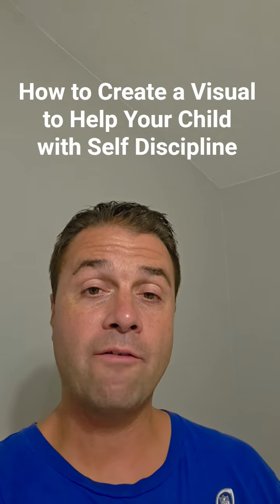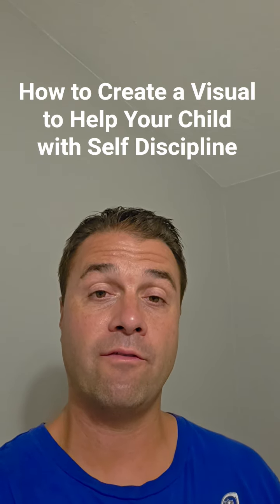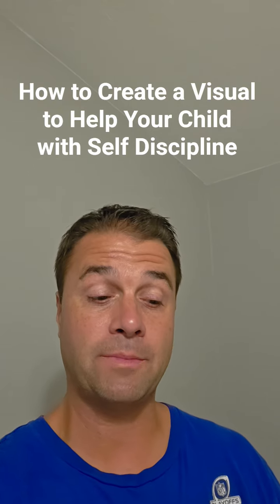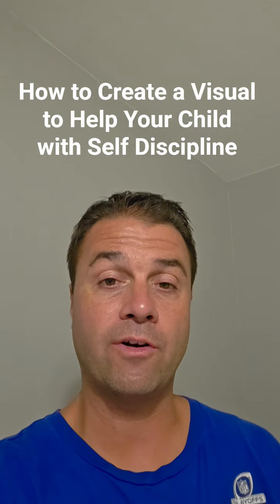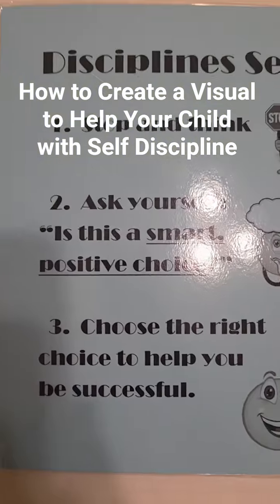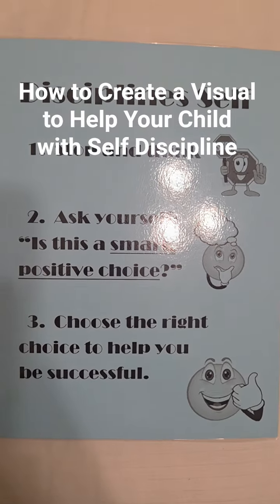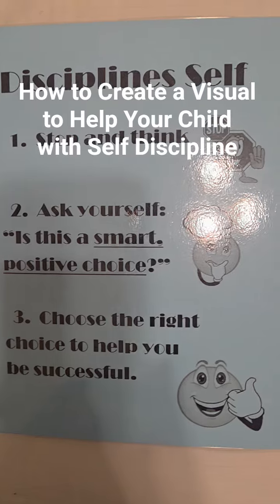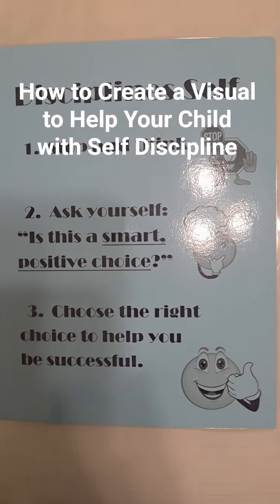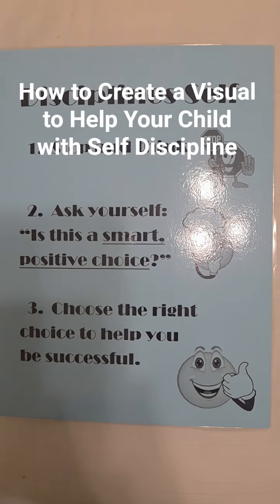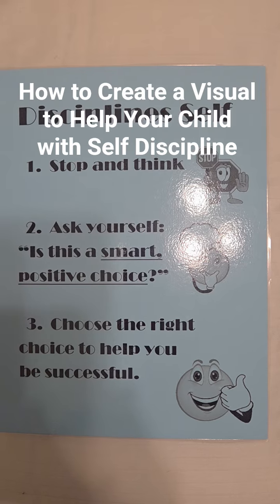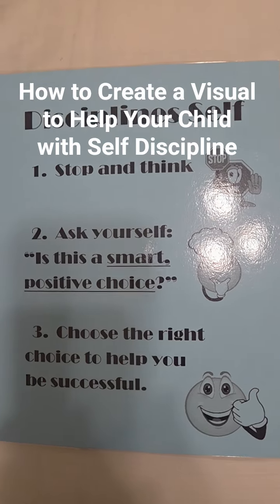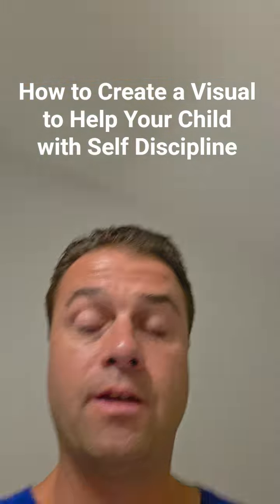So what I have for you today is a little bit of a visual that could help in that area. And you could create something like this. This is a very simple, very easy visual. So this poster just helps the student discipline self. And we use this with elementary age students. You can make it a little bit higher for older students, but it just gives them some steps. So number one, stop and think. Two, ask yourself, is this a smart, positive choice? And then three, choose the choice to help you be.